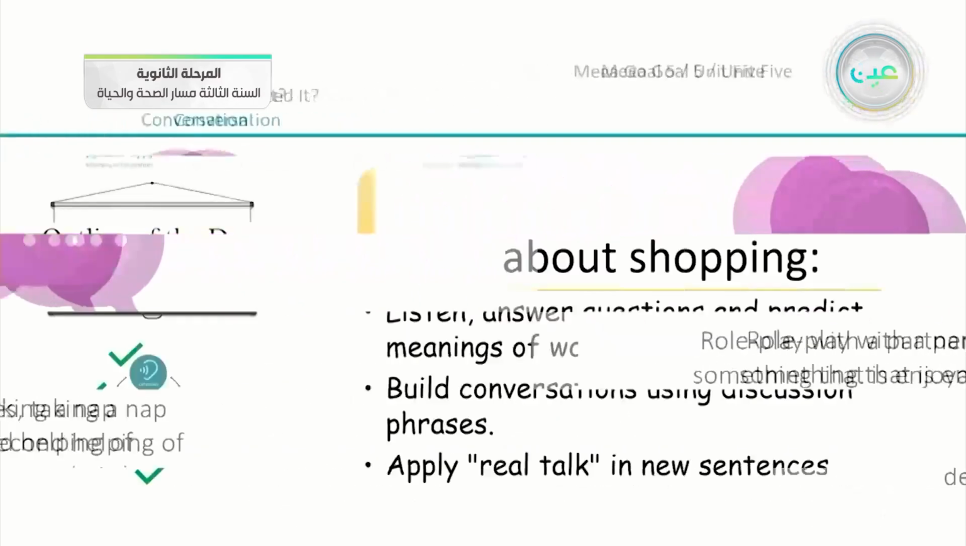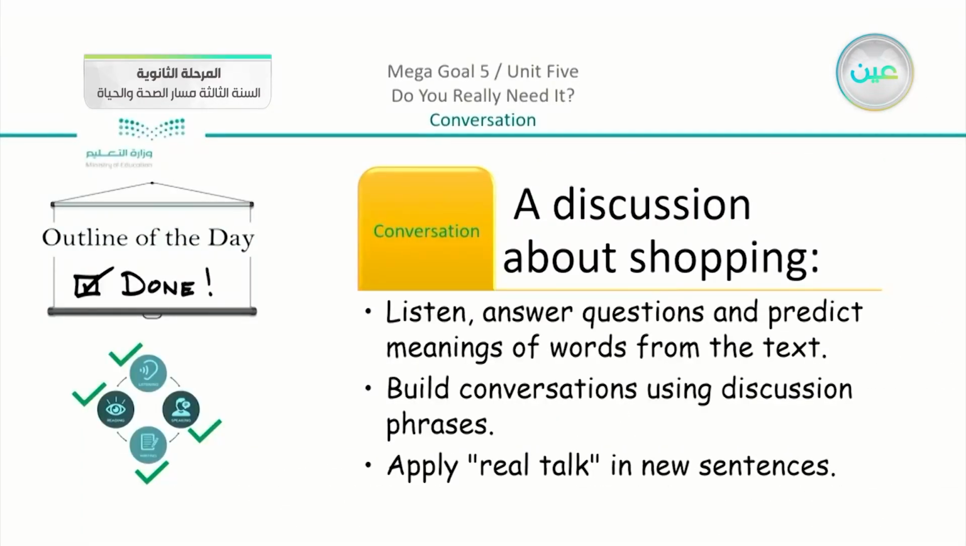So at the very end of our lesson here, we had a discussion about shopping. Now we listened, answered questions, and predicted meanings of words from the text. Now we do know the meaning of broke, max out, beat it, and also something related to wasting money, which is to blow money away. Now it is your turn to build conversations using the discussion phrases that we discussed, which is advising against something. And of course, at the very end, do not forget to apply real talk to your sentences.